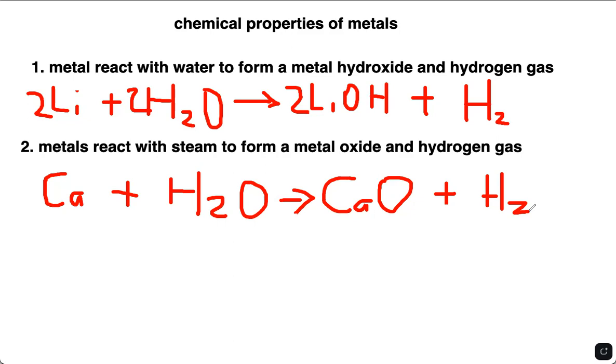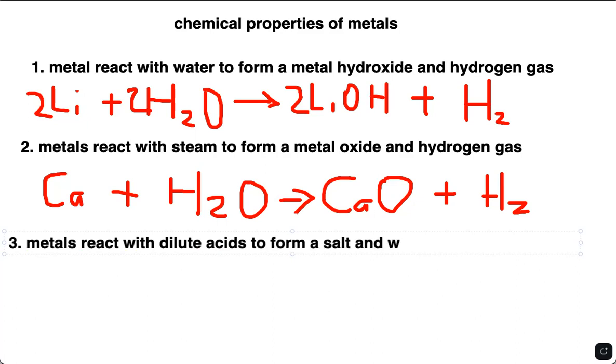The other one is that some metals, of course not all metals, can react with cold water. Not all metals can react with steam. We'll come and look at which metals when we look at the reactivity series. Point number 3: some metals can react with dilute acids. Metals do react with dilute acids to form a salt and hydrogen gas.